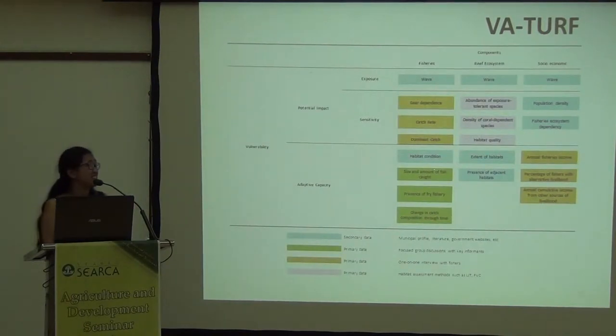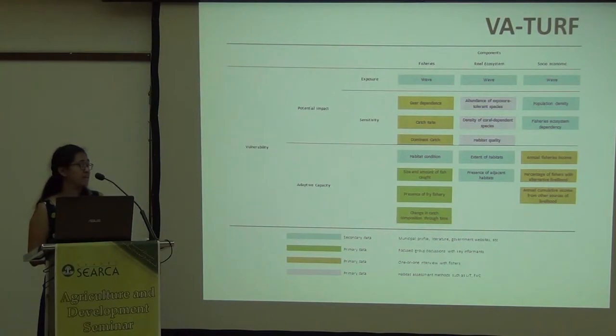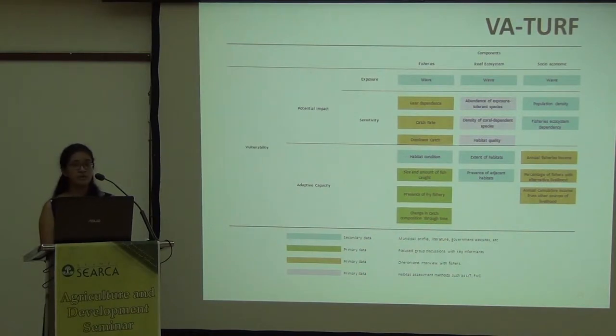This is just the same framework, however, here we emphasize how to gather the data needed. Basically, it's primary data and secondary data. For primary data, we can use one-on-one interviews and focus group discussions with key informants. For the habitat assessment of the reef component, it requires a line intercept method and fish visual census. But we can also use secondary data if we have data-limited situations. We can use the municipal profile, government websites, and previous reports to answer those criteria.